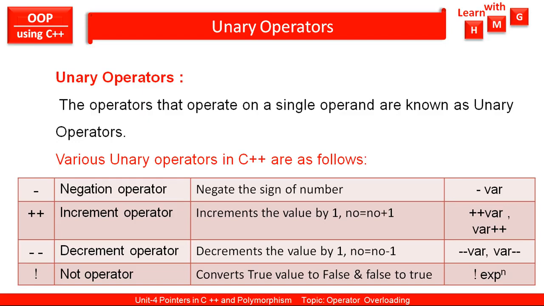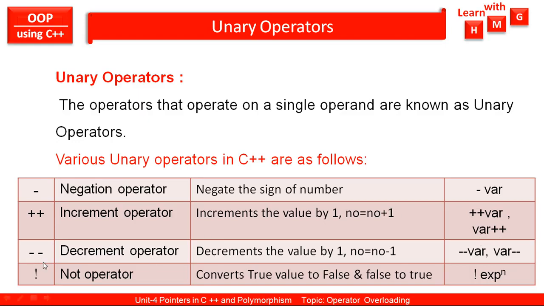The increment operator will increment the value of the operand by 1. For example, no is equal to no plus 1. Like this, the value of no will be incremented by 1. It is used in two ways, that is pre-increment and post-increment. Pre-increment means plus plus variable, and post-increment means variable plus plus.